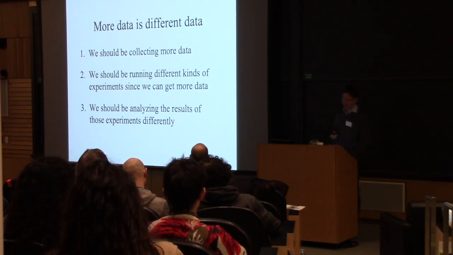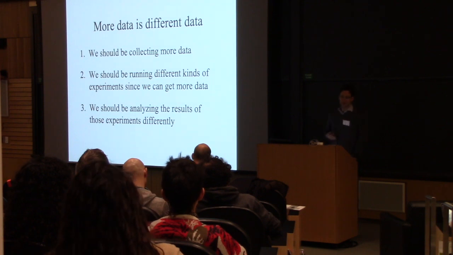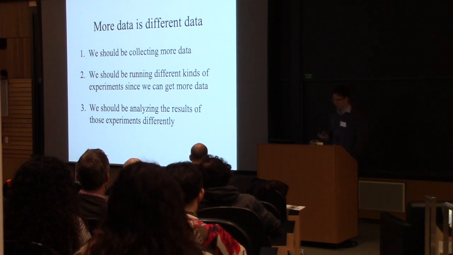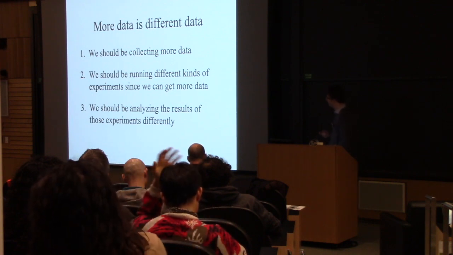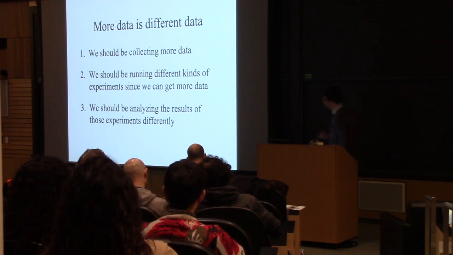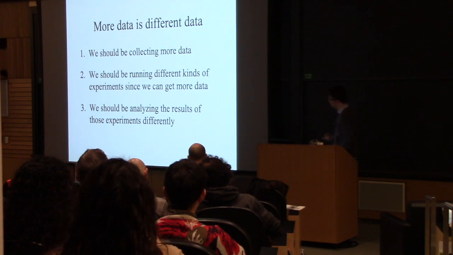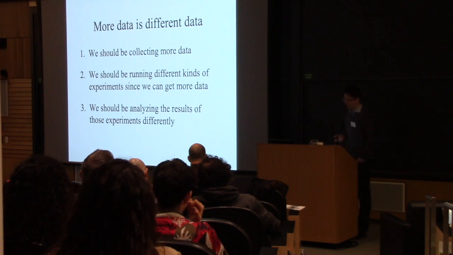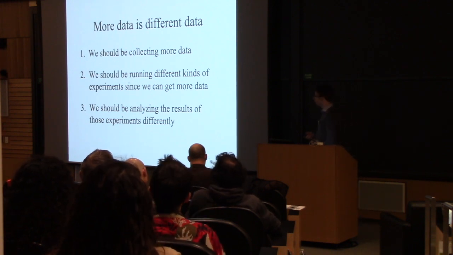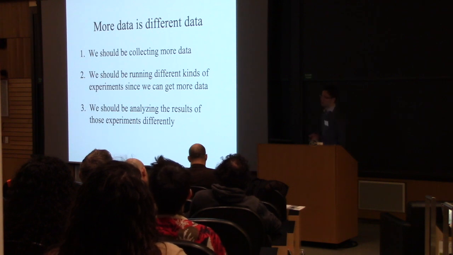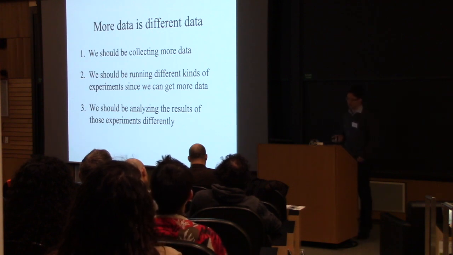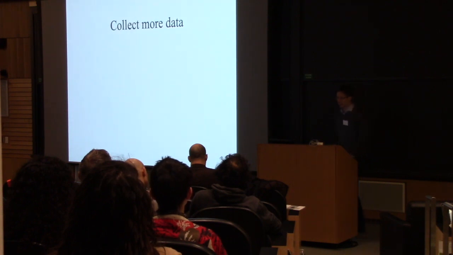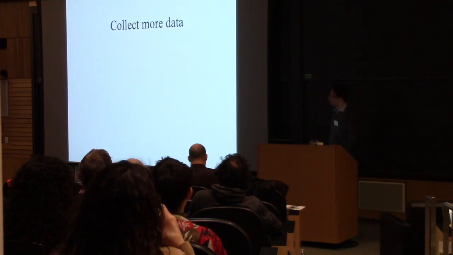The real theme here is the idea that more data is different data, right? It's not the same thing when you start to get more data. I think there are three points in this manifesto. First, we should be collecting more data. Second, we should be running different kinds of experiments since we can get more data. And third, we should be analyzing the results of those experiments differently. These correspond loosely to the themes we're going to be exploring in the workshop over the next 3 days.